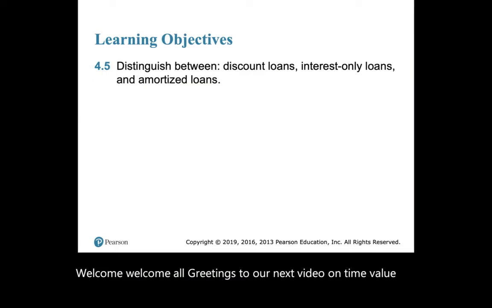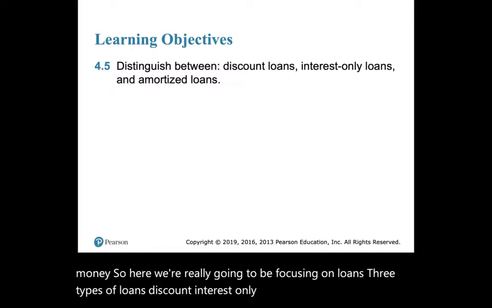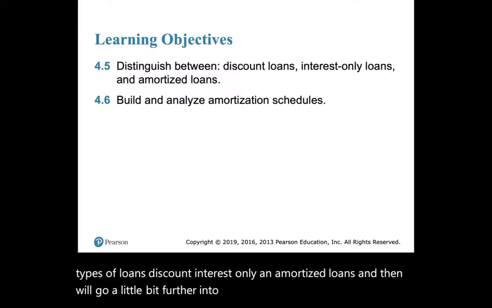So here we're really going to be focusing on loans. Three types of loans: discount, interest only, and amortized loans. And then we'll go a little bit further into these amortized loans and discuss building a schedule.